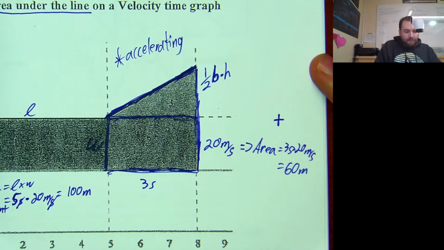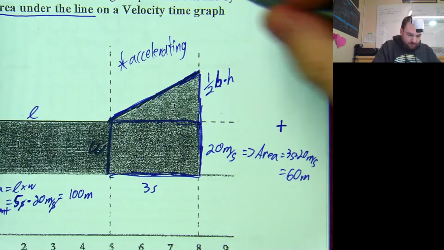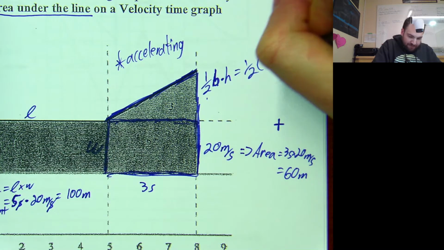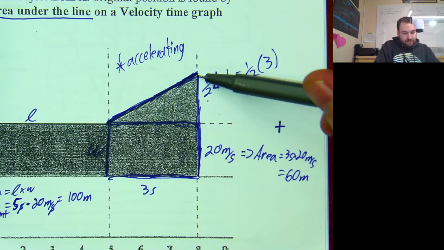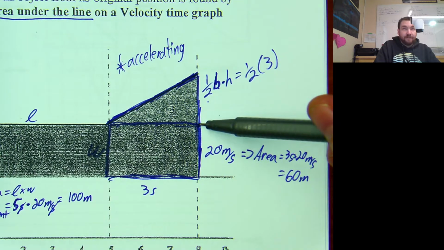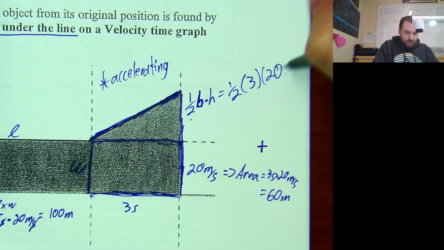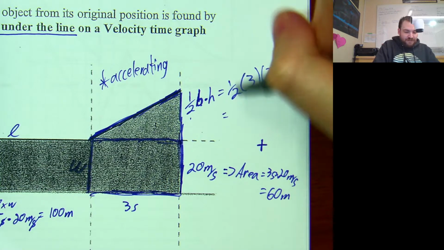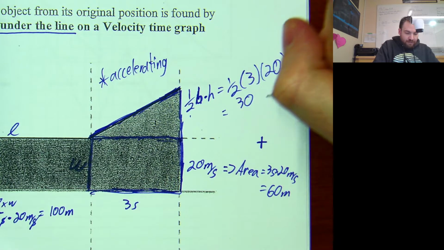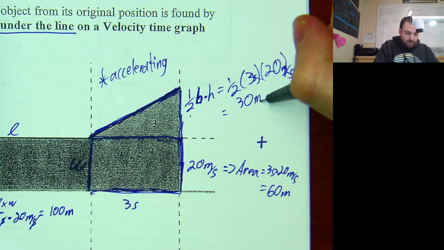So it's a half base times height. What's my base for the triangle? So we're going to have 1/2 times 3. What's my height? It's rising from, yeah, you can't see it on here. It's going from 20 to 40. So that's going to be 20. So that's going to be 3 times 20 is 60. Divided by 2 is 30. This is seconds. This is meters per second. My seconds are going to cancel, leaving me with meters.